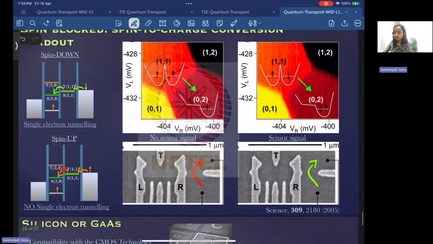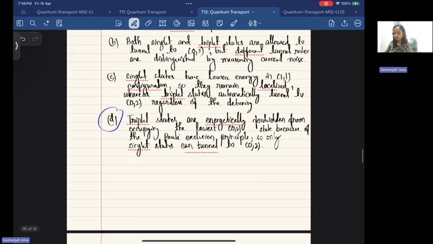If you look here, this is the triplet state, and they have the same spin in both quantum dots. So they cannot transition to the (0,2) state, because to transition to the (0,2) state, they need to have opposite spin. But if you look at the singlet state, the transition is possible because the spin allows the transition from this singlet (1,1) state to the (0,2) state. So option D is the answer.